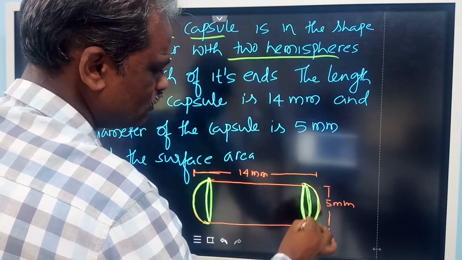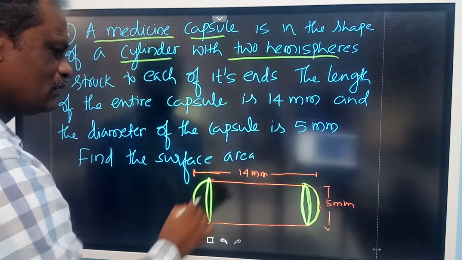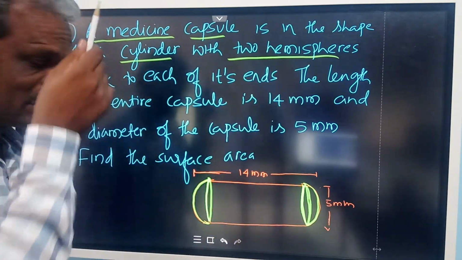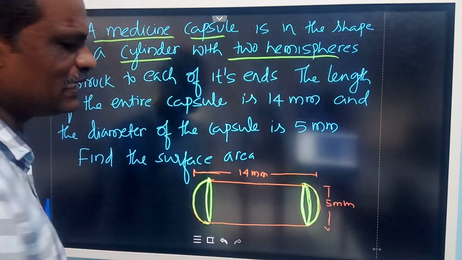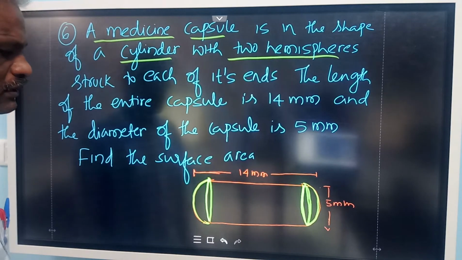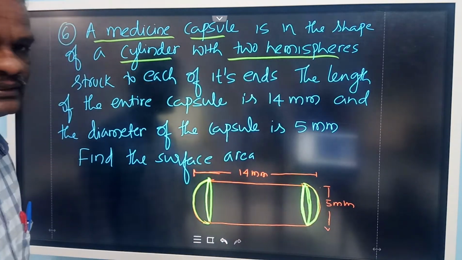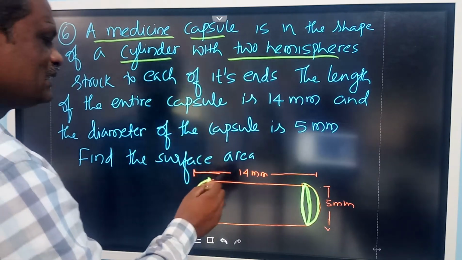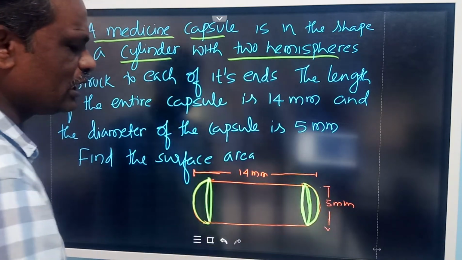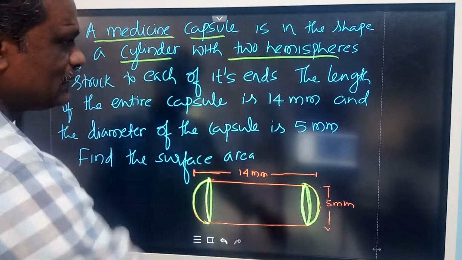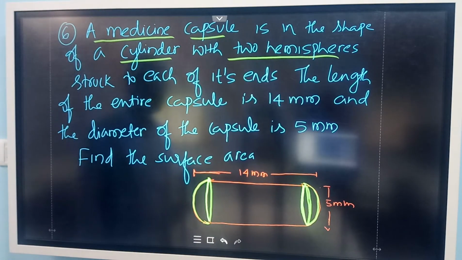Like this, two hemispherical parts. Now in between you are finding the cylindrical portion. So two hemispheres are attached to the ends of the cylindrical portion, then it becomes a capsule like this. Its dimensions are given: total length here 14 millimeter and diameter here 5 millimeter.